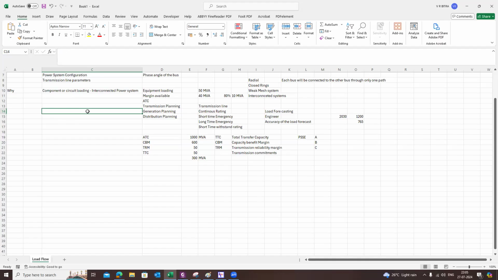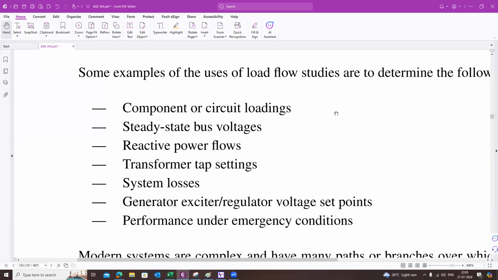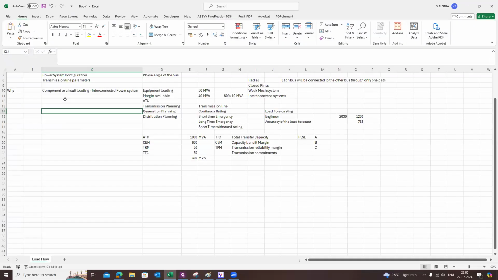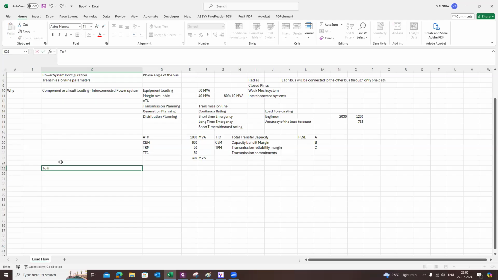So this is about the equipment loading, which is one of the reasons why we need the load flow analysis. Next one is, as per this IEEE 399, one is the component of the circuit loadings, which we have simplified as equipment loading. And the next one is the steady state bus voltage. Next one is to find out the steady state bus voltage.